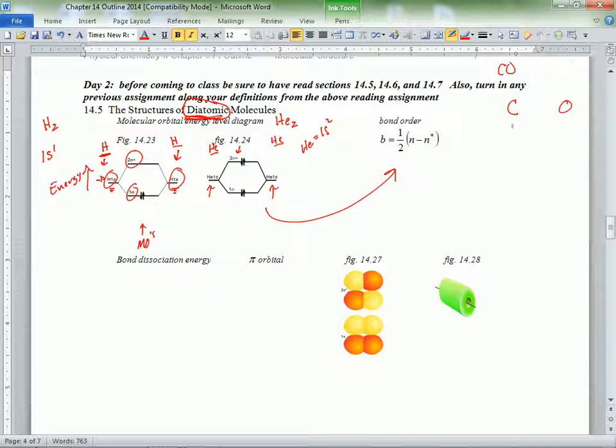So you'd have to list out all of carbon's atomic orbitals, oxygen's atomic orbitals. But they're really not going to be doing all of them. We're just going to be doing the valence electrons, because that's what's involved in the bonding anyway. Okay. So far, everything is homonuclear diatomic.